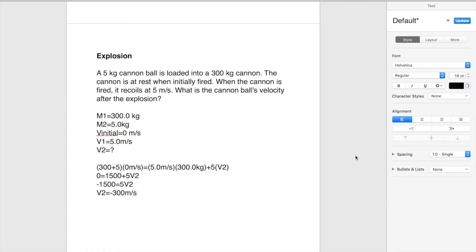So the cannon recoils in the positive direction. So we know that V2 will have to be negative. So we're left with 0 equals 1500 plus 5V2. We can move over the 1500 to receive negative 1500 equals 5V2. Divide by 5, V2 is equal to negative 300 meters per second. So the cannonball is traveling at a speed of 300 meters per second in the opposite direction of the cannon.